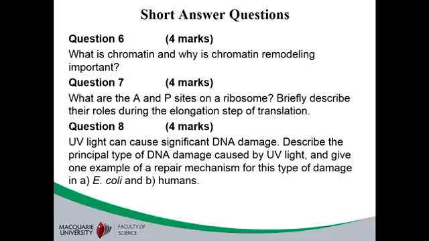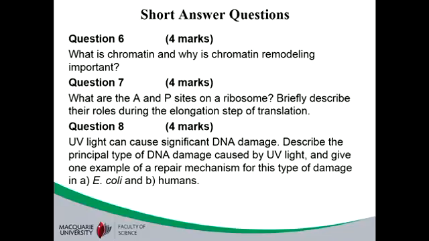Question 8, maybe a little bit of a tricky one. The first part is easy, but the second part requires you to actually think a bit more, maybe. So, what type of damage does UV light cause? It causes pyrimidine dimers to form when you get covalent linkages between adjacent pyrimidine bases.